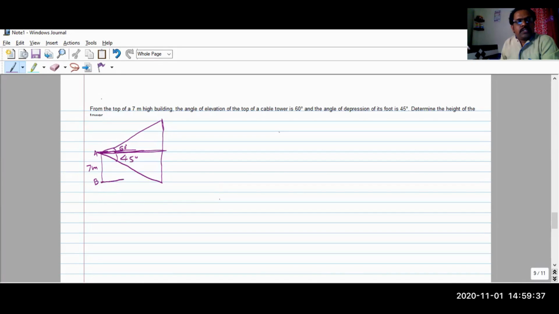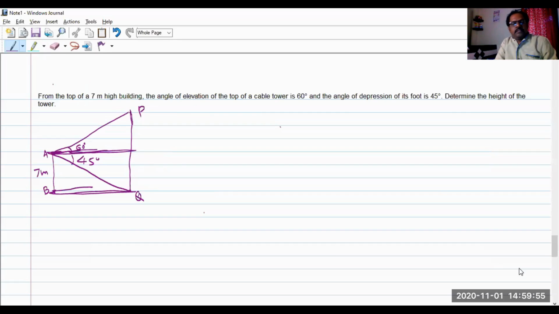Okay, so this is the distance of the bottom of this building from the bottom of the tower. Let PQ be the tower. Okay, PQ is the cable tower here, right? So what is the question here? Determine the height of the tower, meaning we need to find the height PQ.